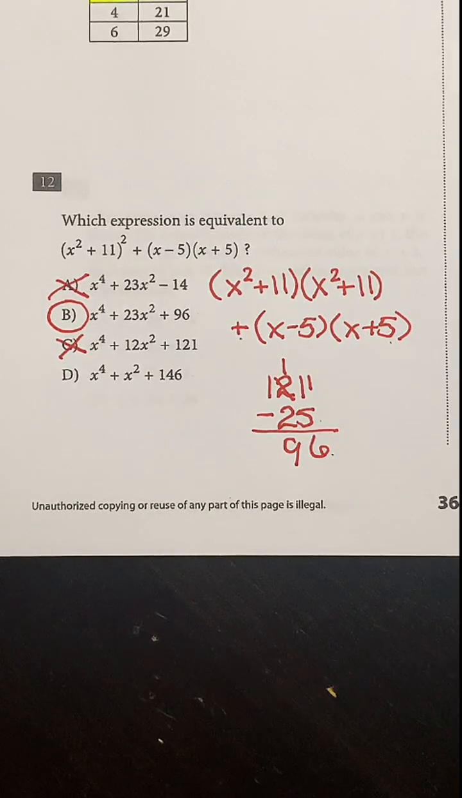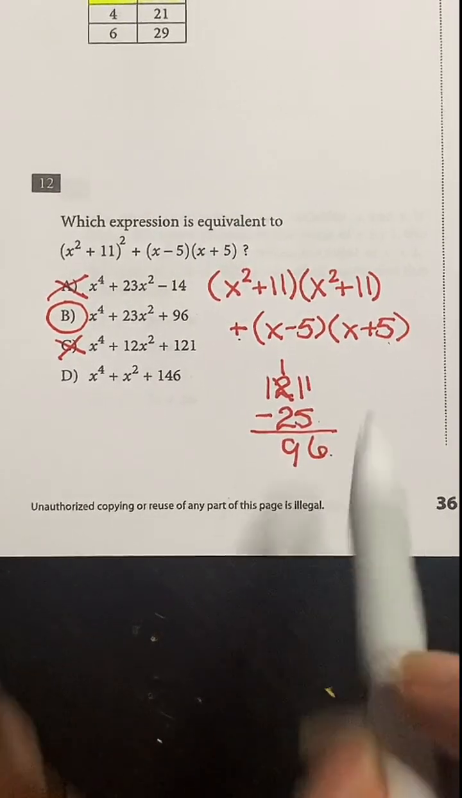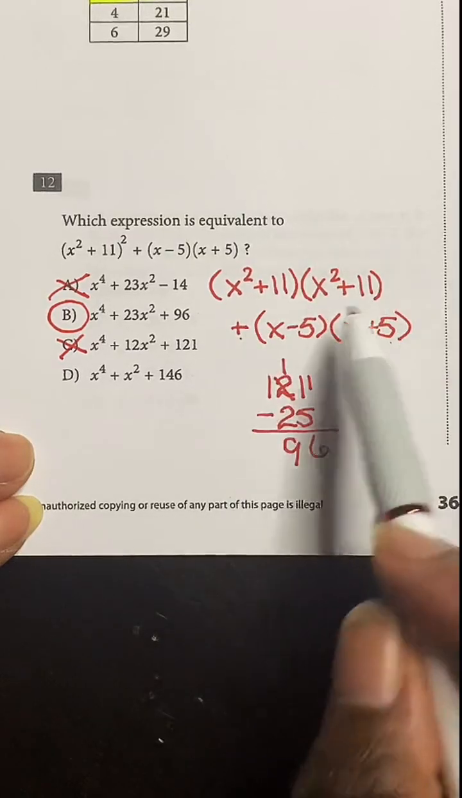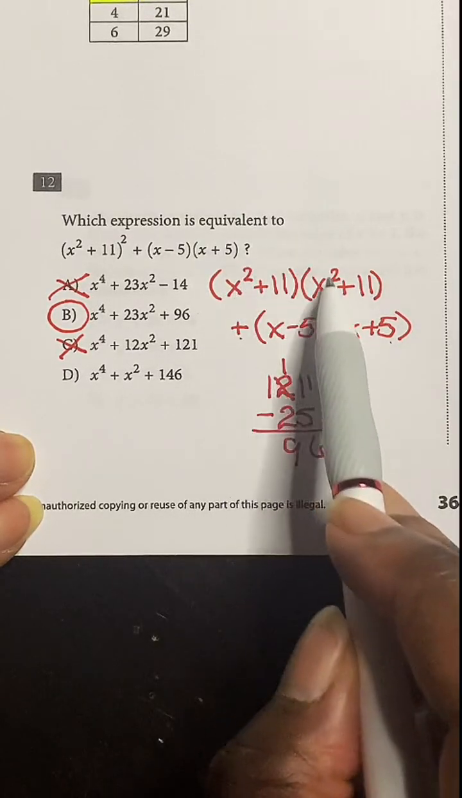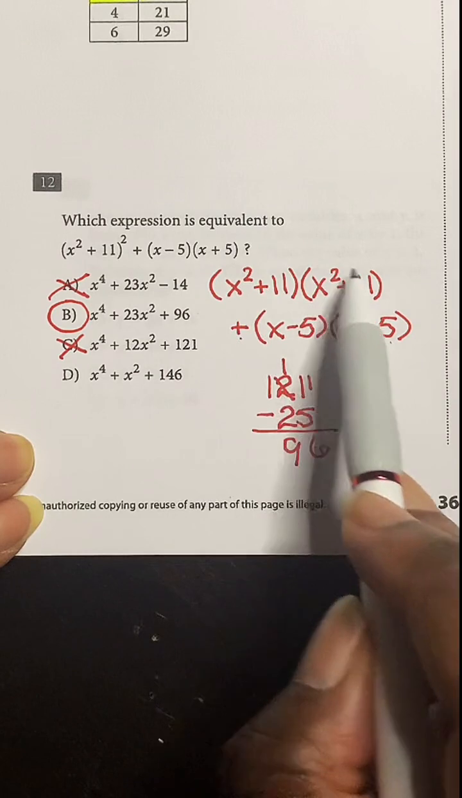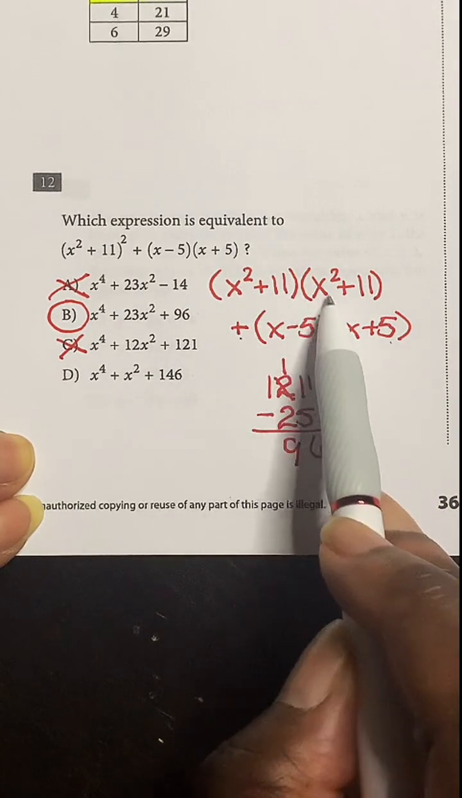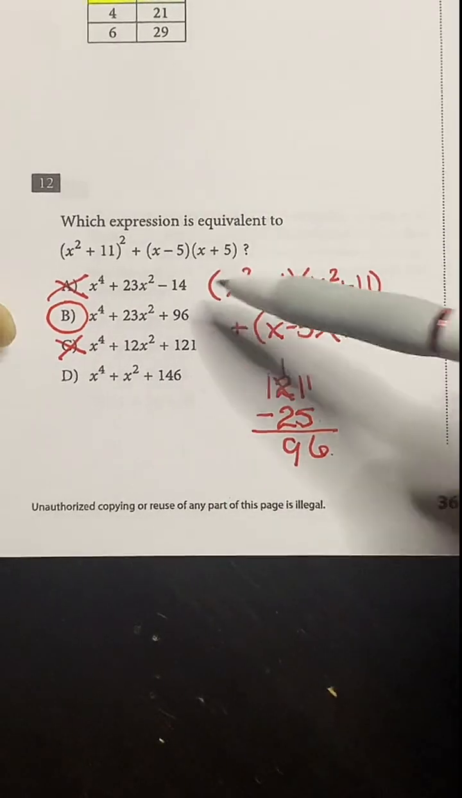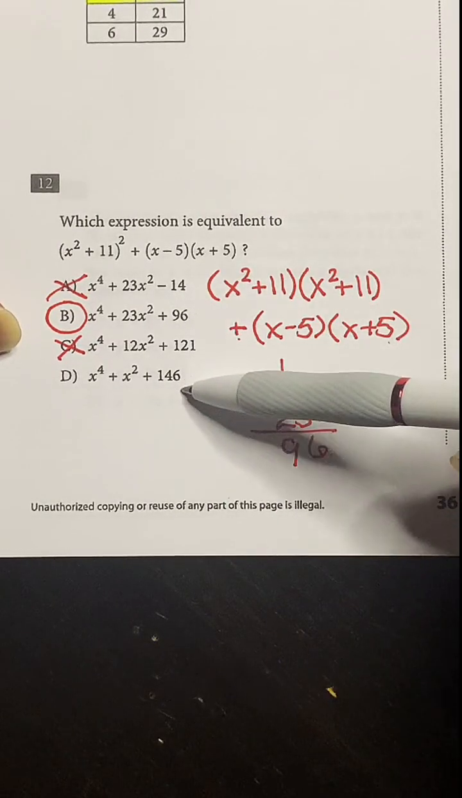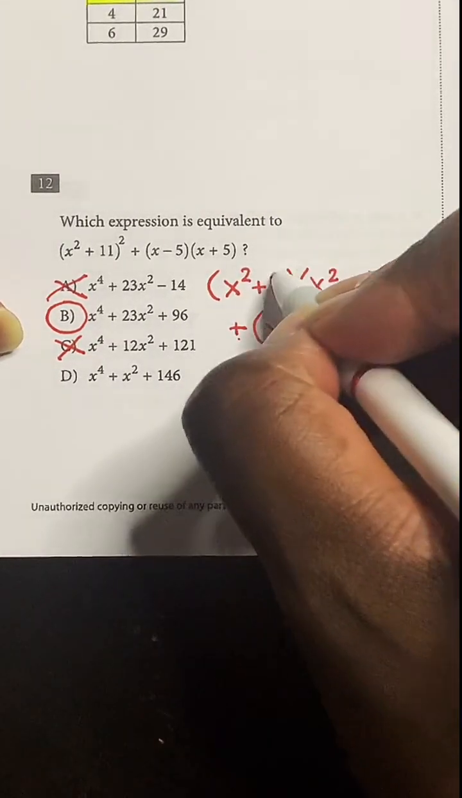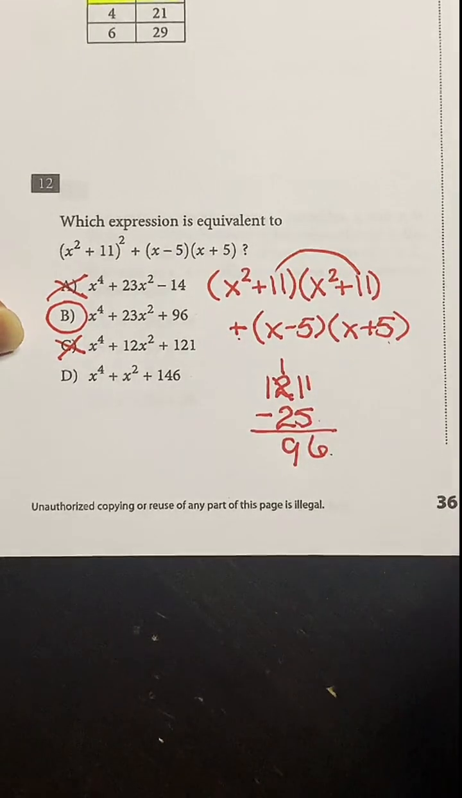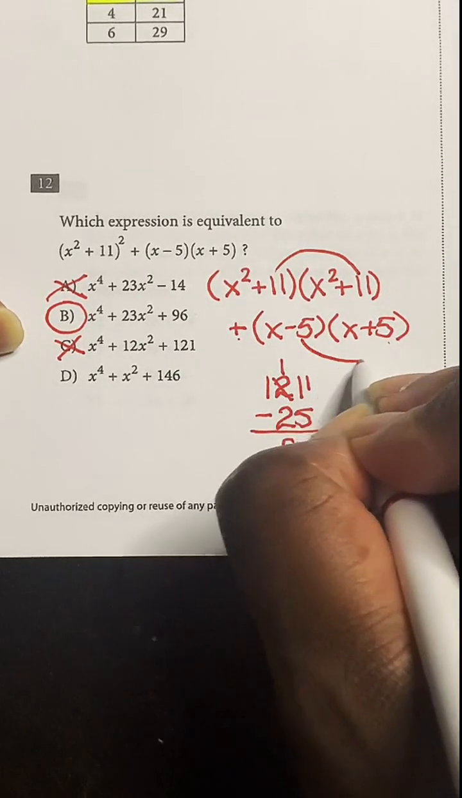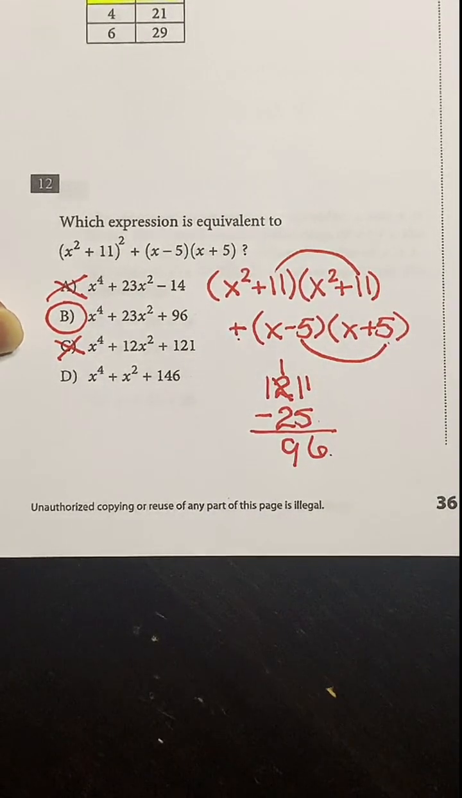Okay. So you don't have to go with the whole extension of the box and do your x squared, and then x squared times 11, then 11 times x squared, and then 11 times 11. Nah. Take a look at your constants. Multiply the 11 and 11. Multiply the negative 5 and the positive 5.